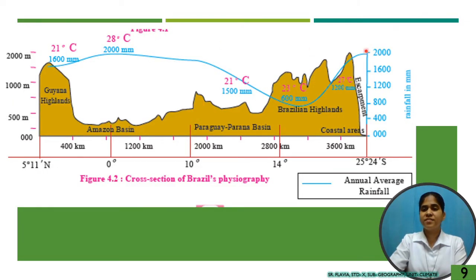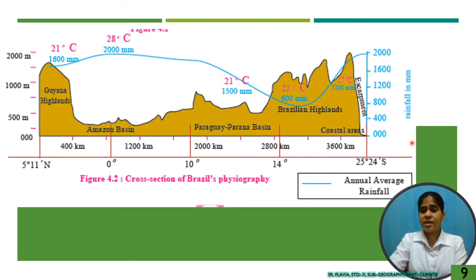Now observe this diagram carefully. This is the Great Escarpment, which is at a higher altitude, and the Brazilian highlands. Here the height decreases a little. As we go further in Paraguay, Parana Basin, the height decreases still further, and in Amazon Basin, the height decreases. But as you go further in Guyana Highlands, the height increases again. We come back to this part.